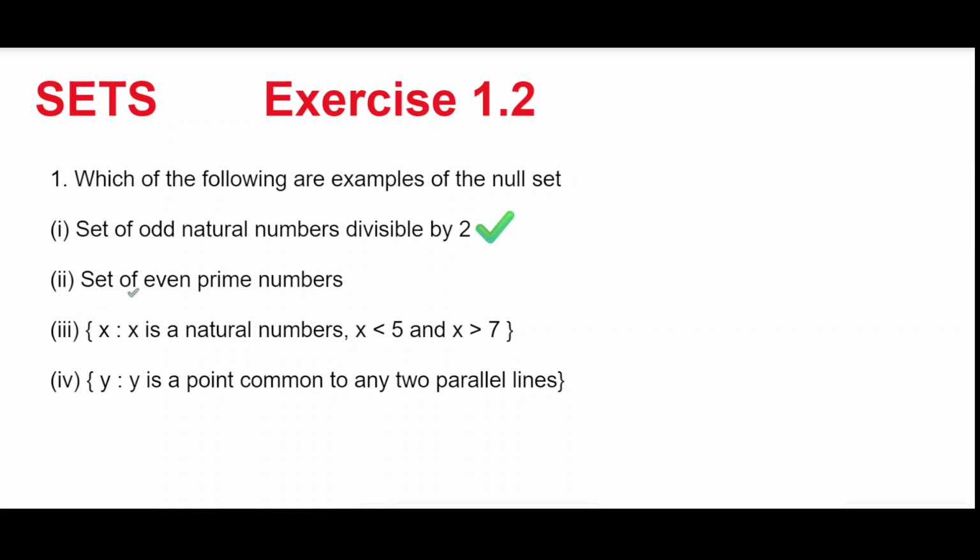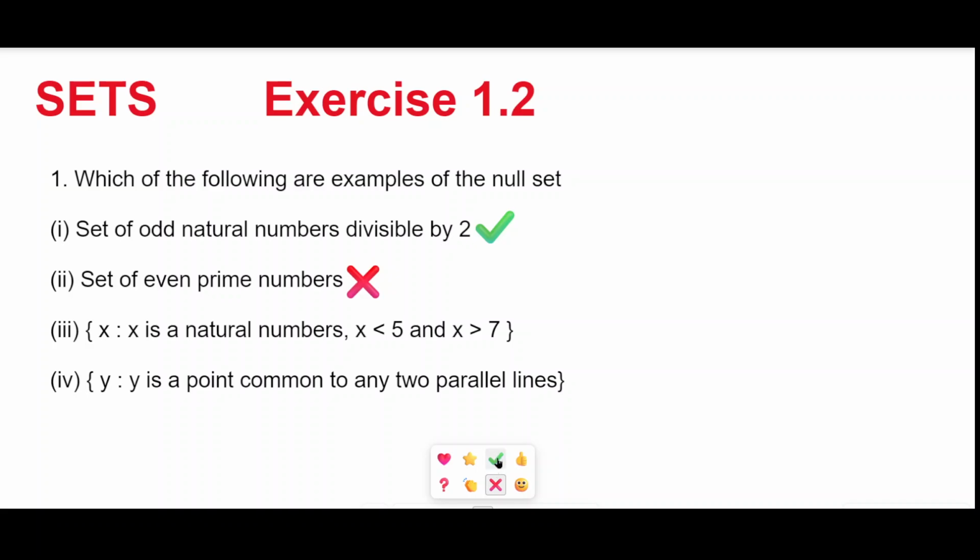Now, set of even prime numbers. Here 2 is the only even prime number, so there is one element available in that set, so we cannot say this is a null set, because a null set has no element. So this is not a null set. Here we will not use this. Now here, x such that x is a natural number, so we can take this as well.